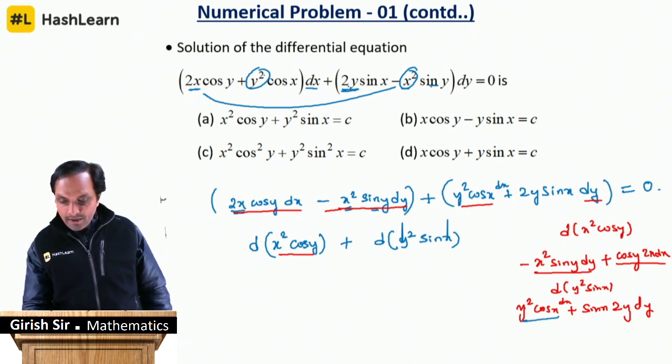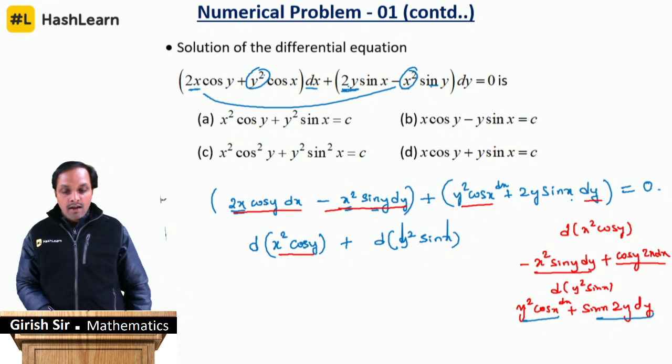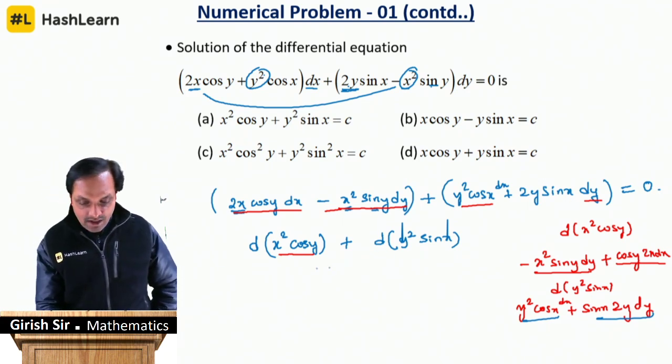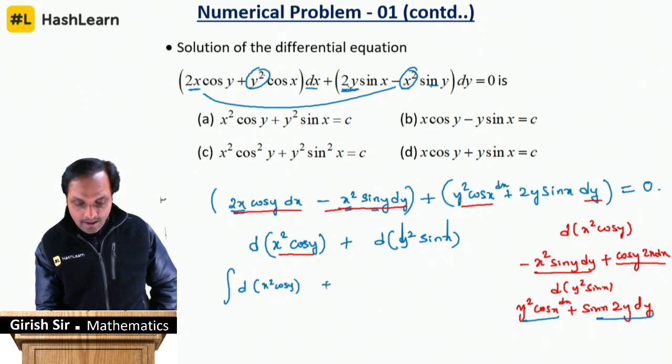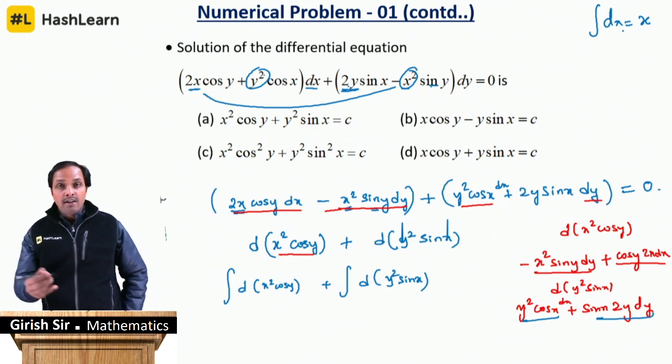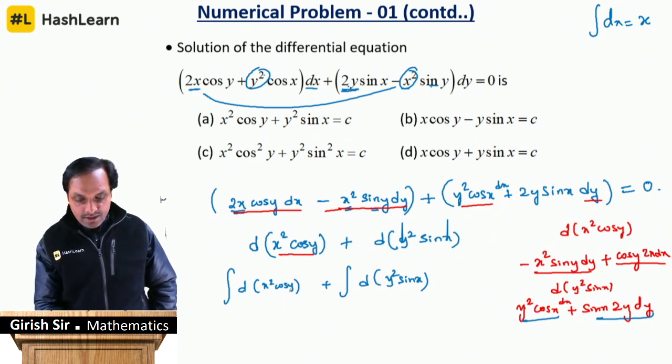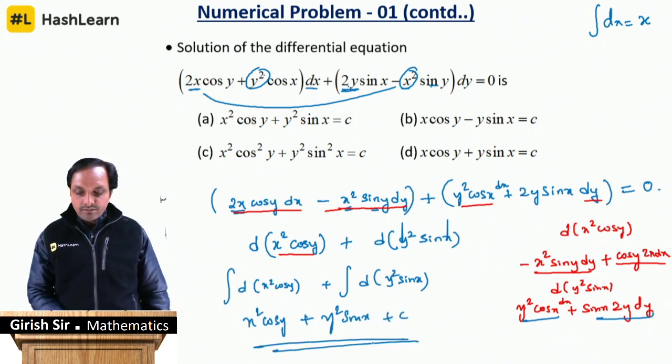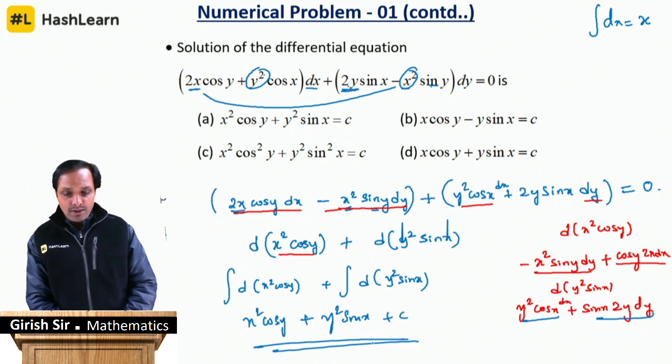So this part is reflecting here and this part is reflecting here. So now we can integrate this part. Integration of derivative x square into cos y, integration of derivative y square into sin x. You know what is integration of dx? It is x plus integration constant. So similarly, integration of this part will be x square into cos y plus y square into sin x plus integration constant. So that constant can be equal to c or anything else.